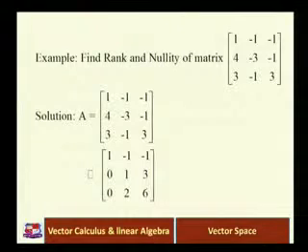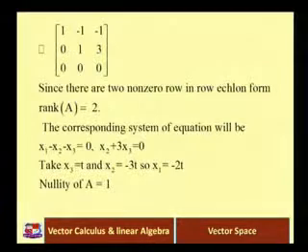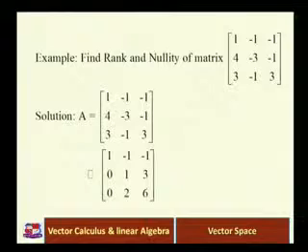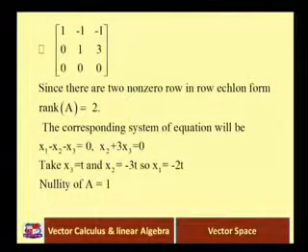Find the rank and nullity of the next example. Find the rank and nullity of the matrix: 1, minus 1, minus 1, 4, minus 3, minus 1, 3, minus 1, 3. Again we convert this matrix into a row echelon form. We multiply the first row with minus 4 and add into the second row, and we multiply the first row with minus 3 and add into the third row. In the next process, we multiply the second row with minus 2 and add into the third row.